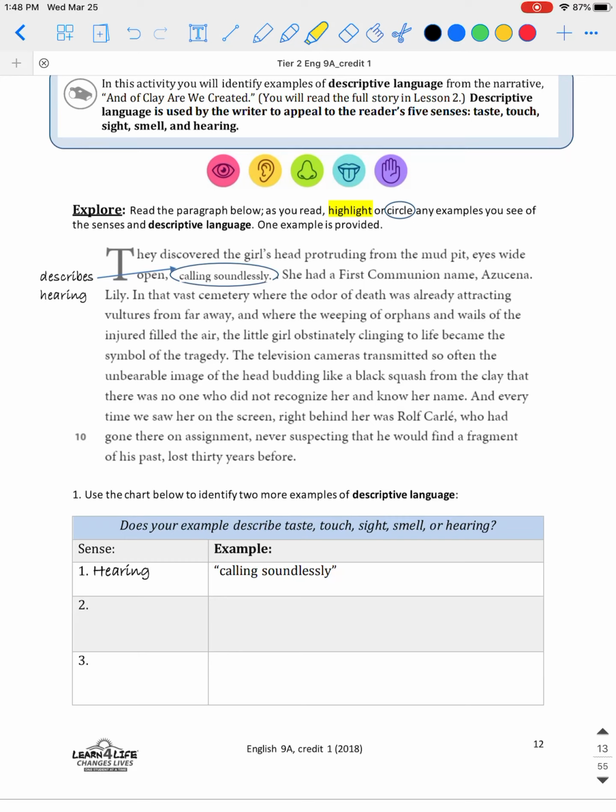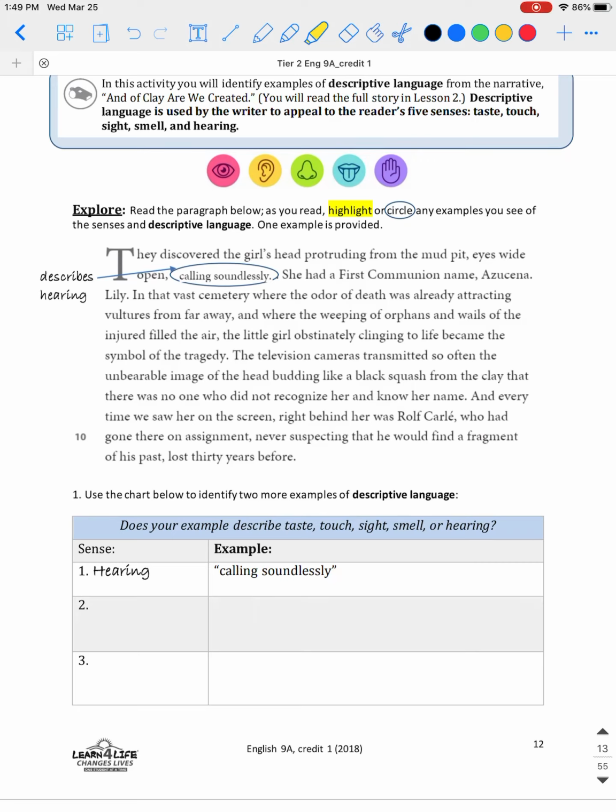They discovered the girl's head protruding from the mud pit, eyes wide open, calling soundlessly. She had a first communion name, Azucena, Lily. In the vast cemetery where the odor of death was already attracting vultures from far away, and where the weeping of orphans and wails of the injured filled the air, the little girl, obstinately clinging to life, became the symbol of tragedy. The television cameras transmitted so often the unbearable image of the head budding like a black squash from the clay that there was no one who did not recognize her and know her name. And every time we saw her on the screen, right behind her was Rolf Carlé, who had gone there on assignment, never suspecting that he would find a fragment of his past lost 30 years before.